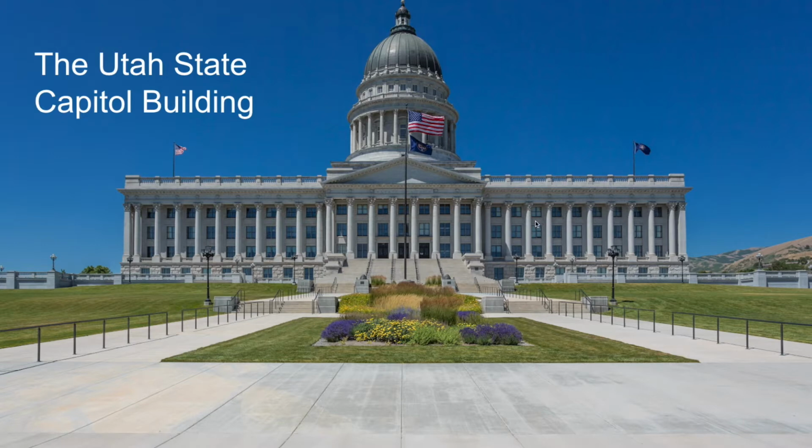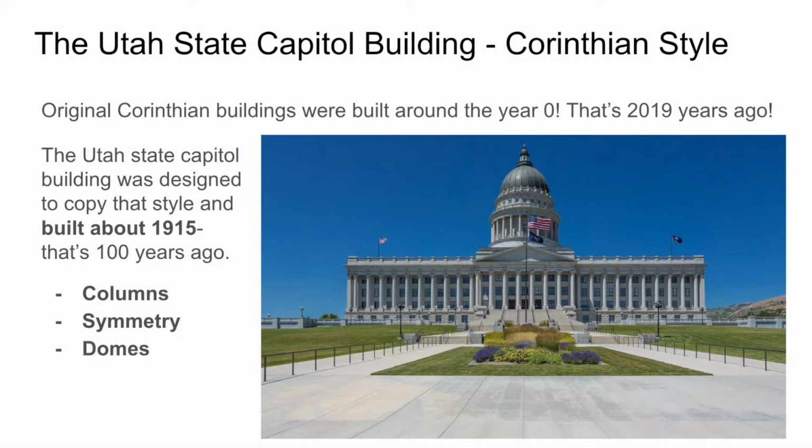A lot of columns in our state capitol building, right? Now, this is up on the hill right here in Salt Lake City, because Salt Lake City is the capital of the state of Utah. And again, we can see it's this Corinthian style building. And what do we see on top of the columns? That's right, that triangle shape. A lot of Corinthian buildings also have domes. Like we talked about, it's Corinthian in style.